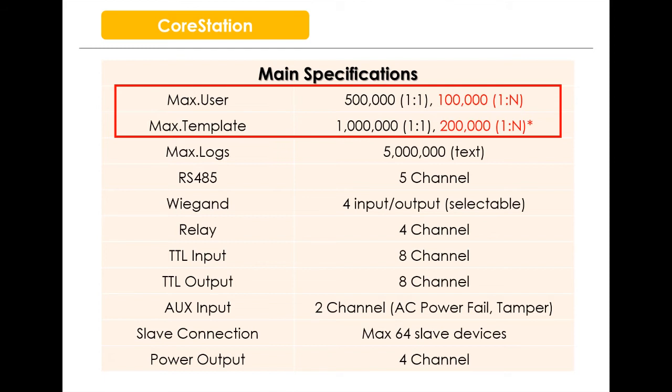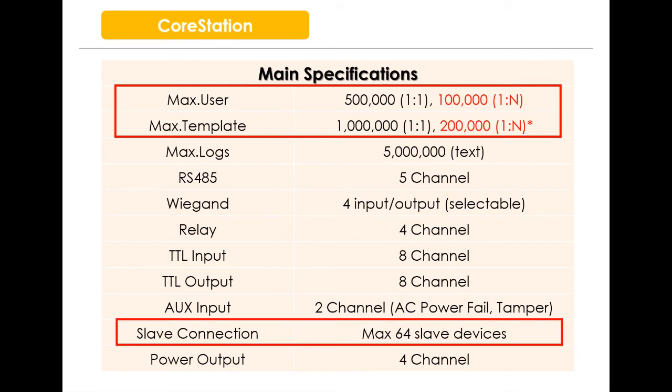By creating a daisy chain of 32 DM20s with 4 Wiegand readers per device and 4 Wiegand readers on the Core Station interface, you can control up to 132 doors with a single Core Station. Core Station can have up to 64 slave devices, including all RS485 port connections. Note that Face Station 2 cannot be used as a slave device.